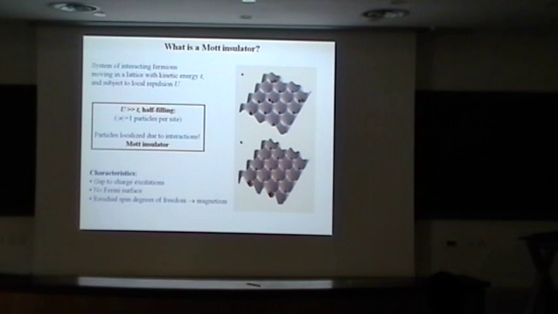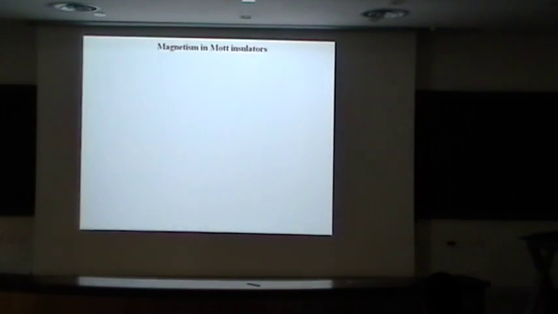Now, among interesting characteristics is that this phase has a gap to charge excitation, so it means there's a finite amount of energy which you have to pay if you want to either let a particle hop from one site to the other, or to remove or add a charge. So it's not a metal, so it doesn't have a Fermi surface, and for fermions, and that's the interesting difference to bosons, there are now residual degrees of freedom, which are the spins. And those essentially are at the heart of all the interesting physics of Mott insulators.